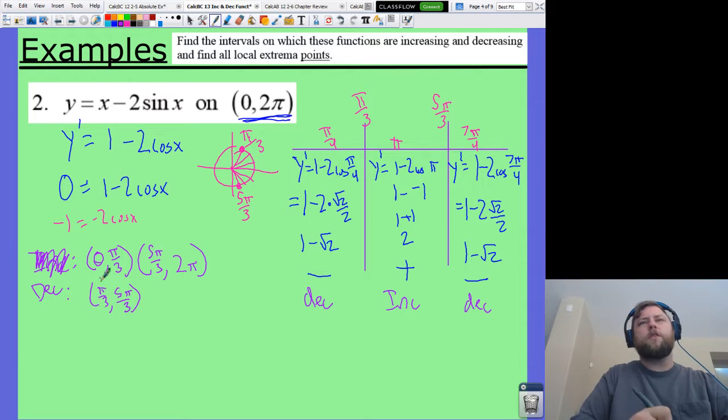Do I have to do curved or brackets? I think I could have done brackets, but at the endpoints they should have been curved. I don't know if it matters.